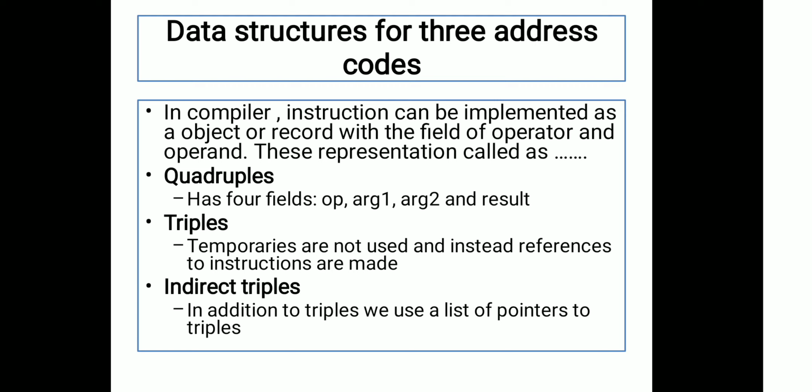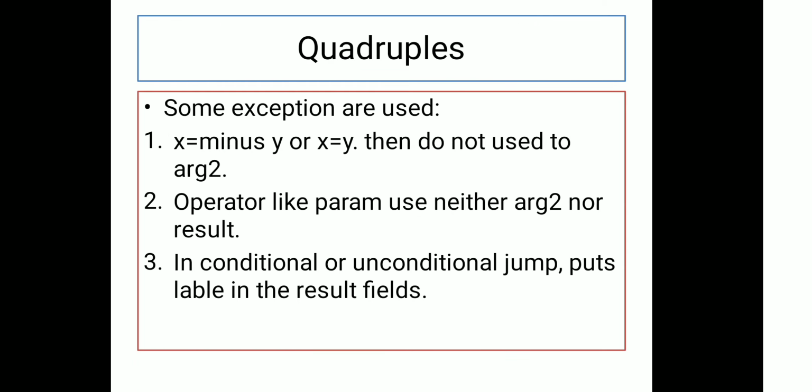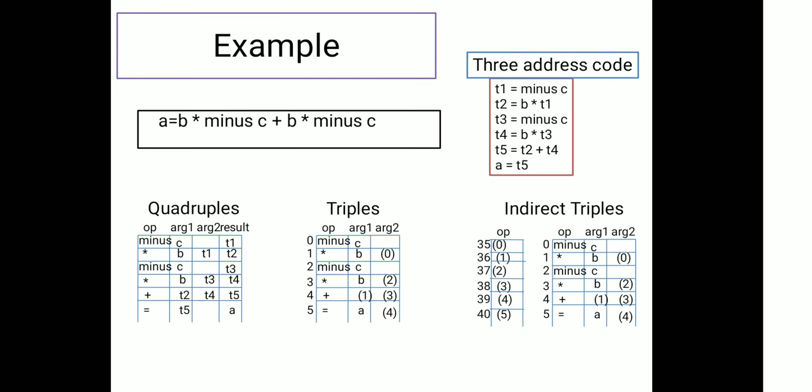Data structures used to record the three address code. What are the different data structures used to record the three address code? Quadruple, triple, indirect triple. As their names imply, quadruple has four fields, triple has three fields, and indirect triple, along with the triple, we are going to add the pointers. There are some exceptions while we are going to quadruple. Let's take an example to understand the quadruple, triple and indirect triple.